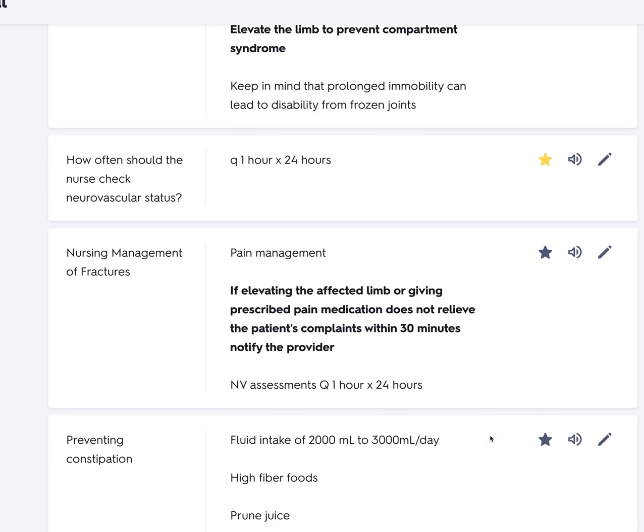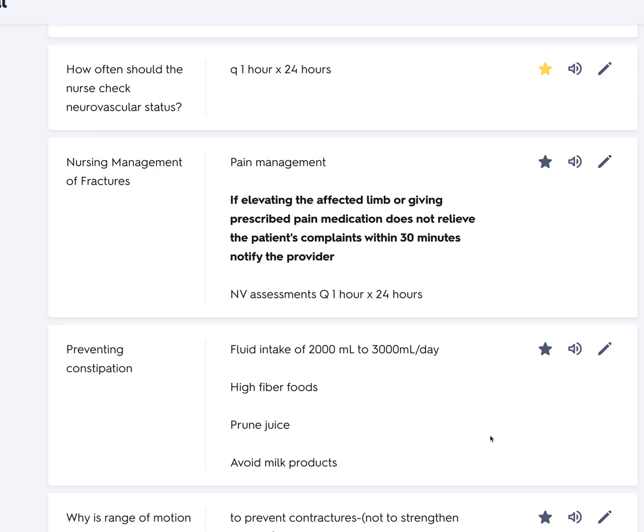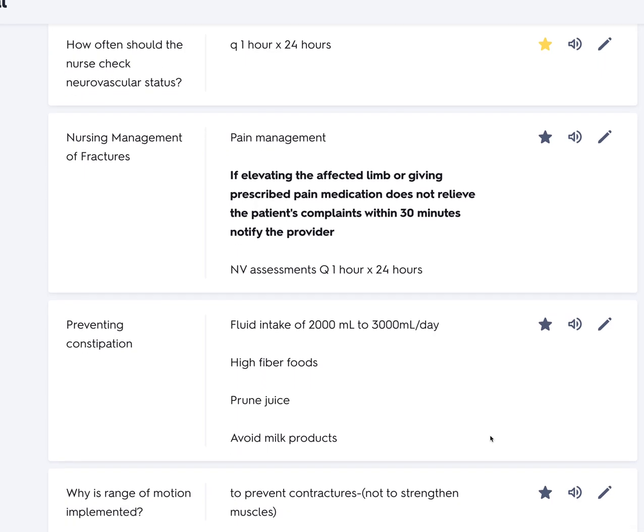Nursing management of fractures. So pain management is very important. Now, if you medicate somebody and the pain isn't relieved in 30 minutes and the pain seems to be way out of proportion to what the patient's injury is, you need to notify the provider because they could have compartment syndrome.